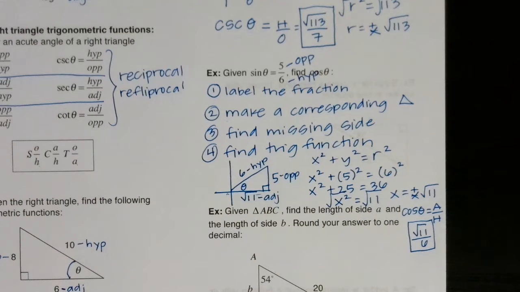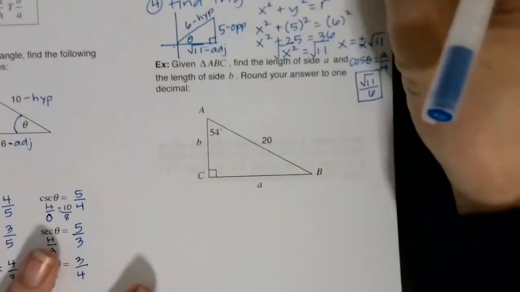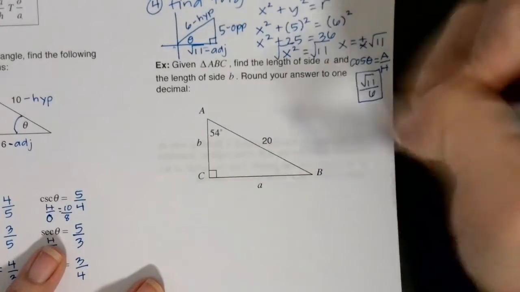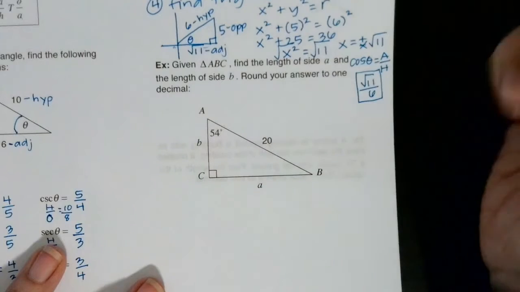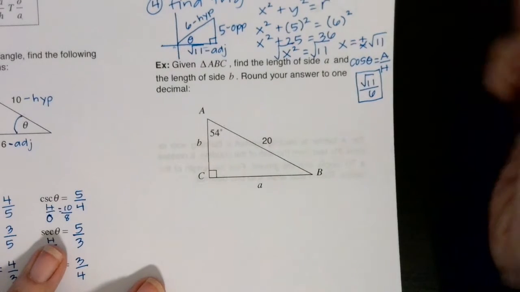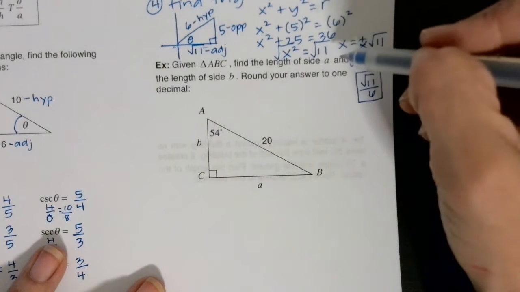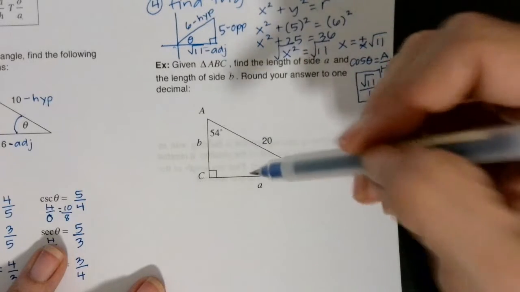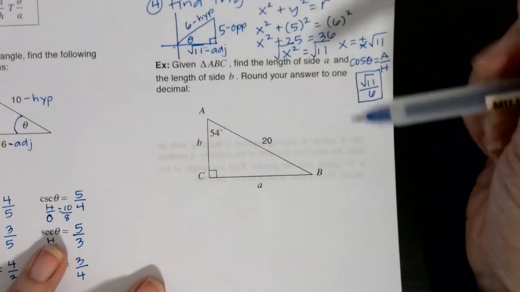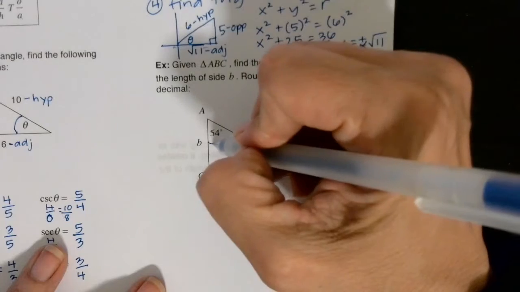Alrighty, now they give us a triangle. It's triangle ABC, and just a friendly reminder, angles are capital letters, sides are usually notated in lowercase letters. Find the length of side A and the length of side B. So we need to find the length of side A.